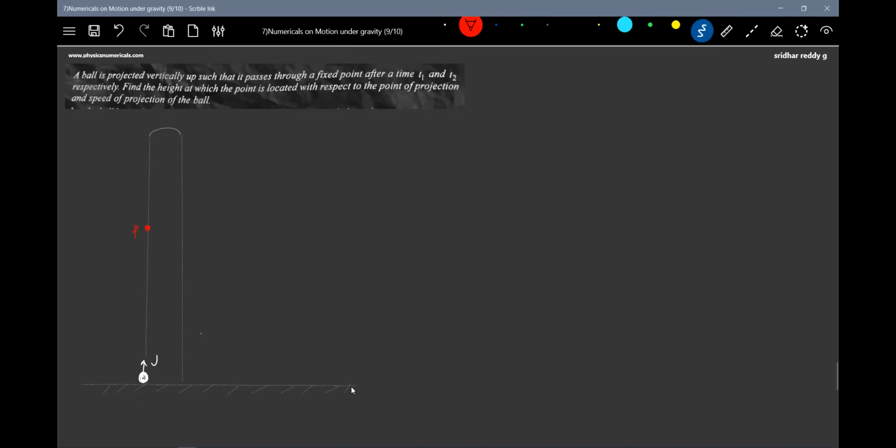It passes through a fixed point. Let me call the points A, B, C, D. It will cross it with a velocity V. Then the ball will come to instantaneous rest here. Again, it will pass through the same point with the same velocity. Then what is the information given for us? Time for AB is T1, and time for BCD is T2.